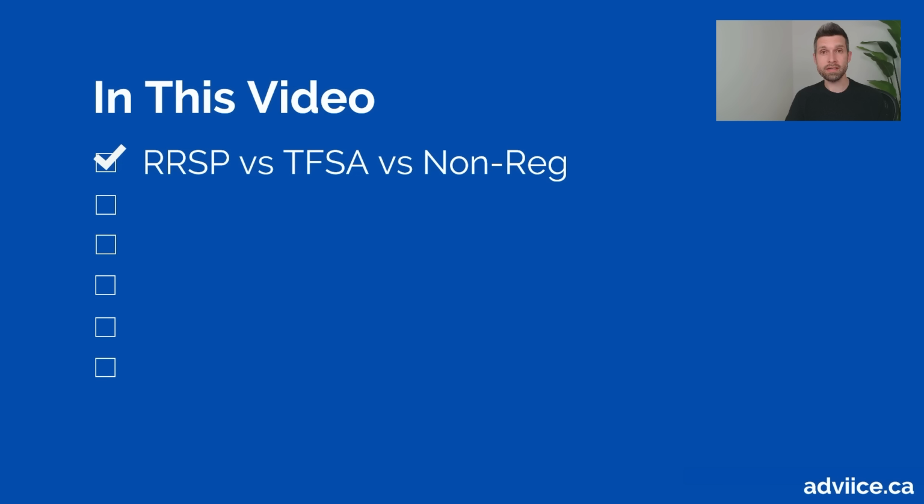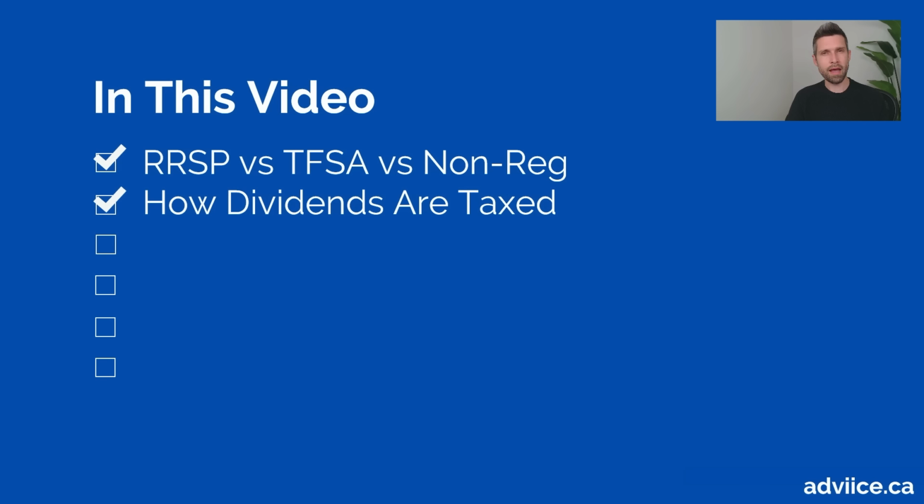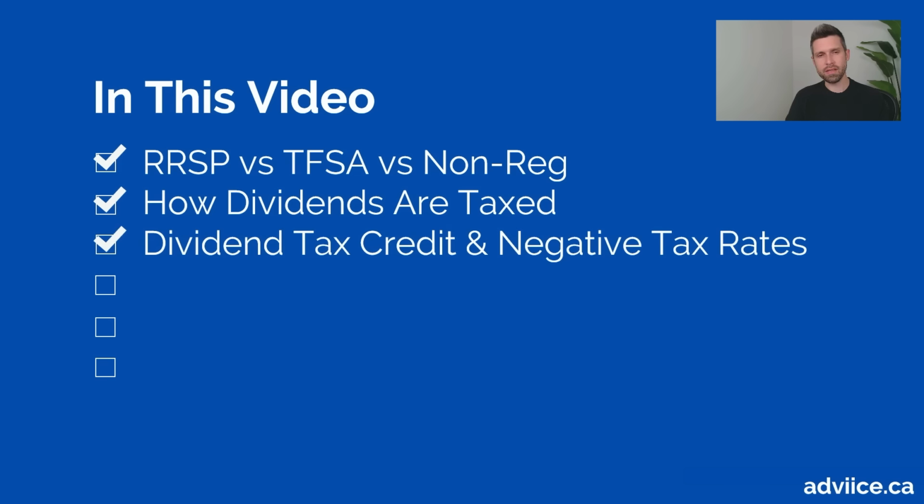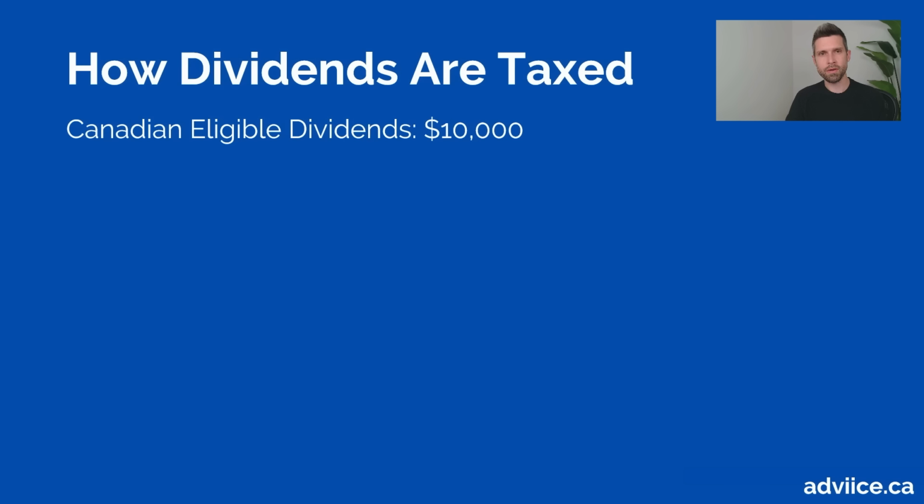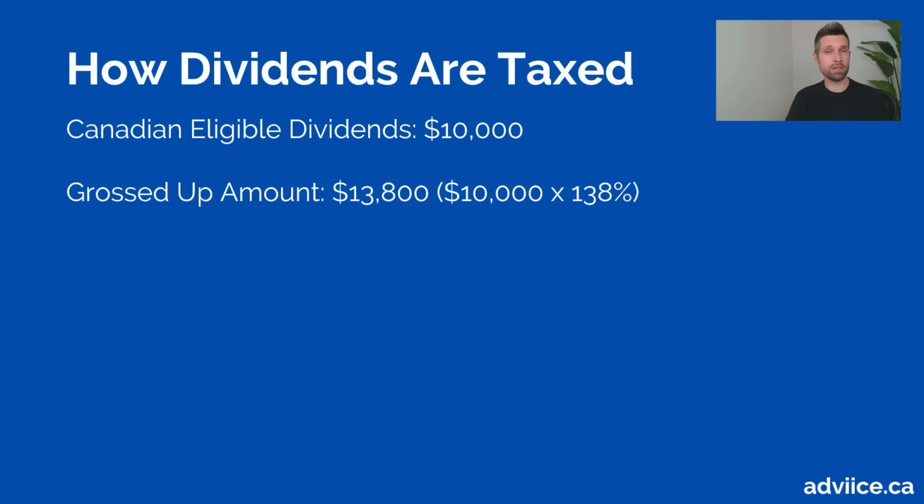Now, we already took a look at the example of the RSP, the TFSA, and the non-registered account, but now let's get more specific in how dividends are taxed, specifically the dividend tax credit and the negative tax rates that can result. Now, how dividends are taxed. So let's look at an example with a $10,000 Canadian eligible dividend. The first thing that happens is that it gets grossed up by a specific percentage. At the moment, that's 38%.